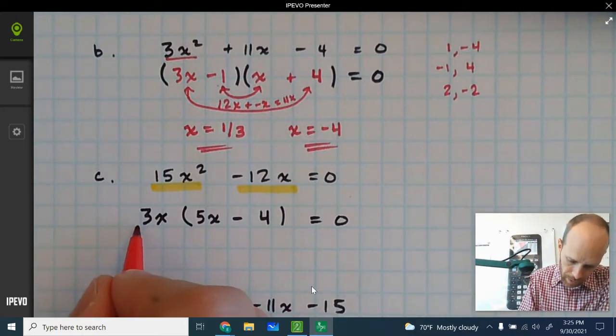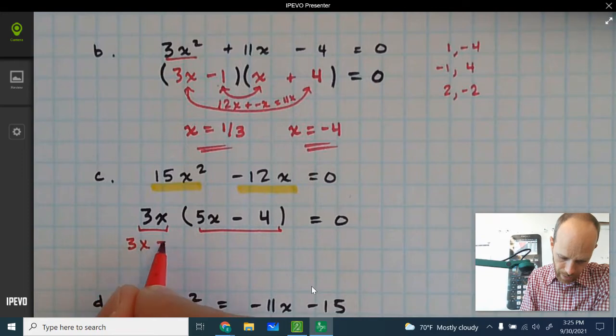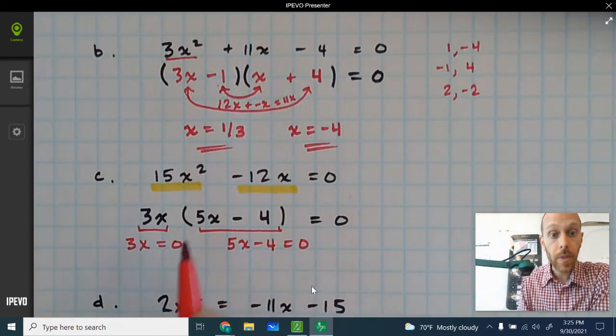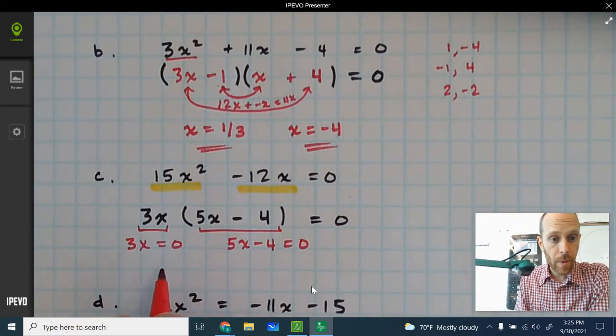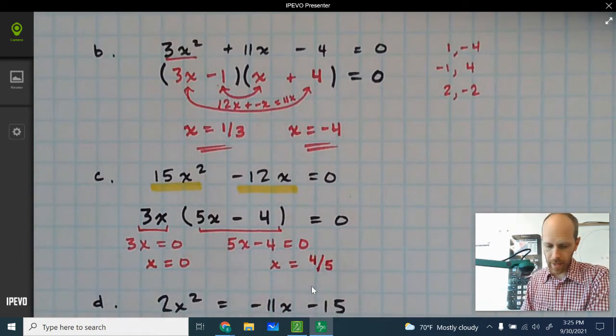Right, so now I'm going to take both of these terms and set them equal to 0. So 3x is 0, and then 5x minus 4 is 0. We simplify both of those. We get x is 0 right here, and we get x is equal to 4 over 5 right here.